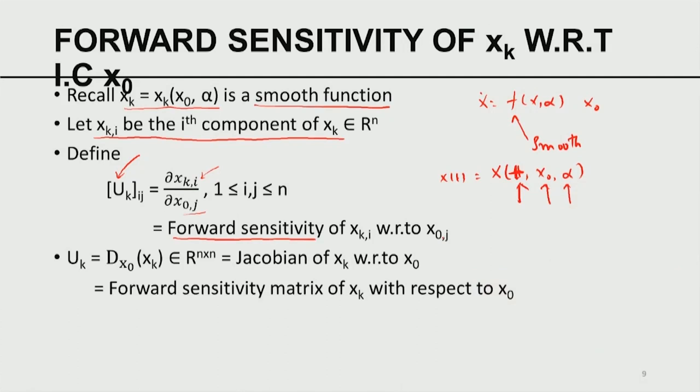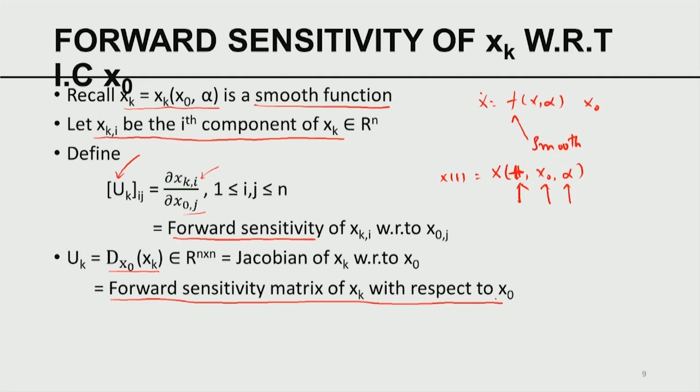So, as you vary i and j in the interval 1 to n, you get a matrix. That matrix is called Uk. So, Uk can be thought of simply as a Jacobian of xk with respect to x naught. This Jacobian matrix is called the forward sensitivity matrix of xk with respect to x naught. So, this is where the forward sensitivity of the solution with respect to x naught comes in.